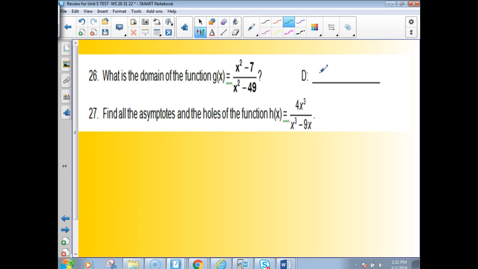What's the domain of this? All reals except x can't equal 7 or negative 7. Do I need to go into that one? This is x plus 7 times x minus 7. Oh.